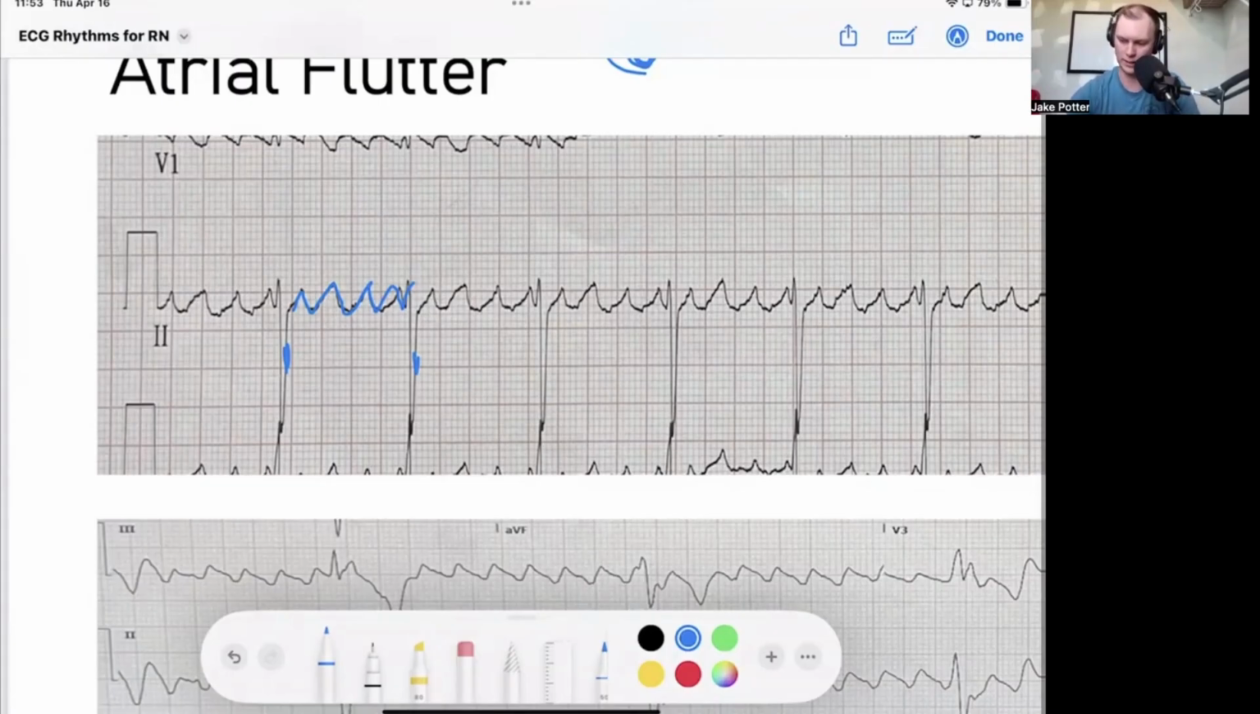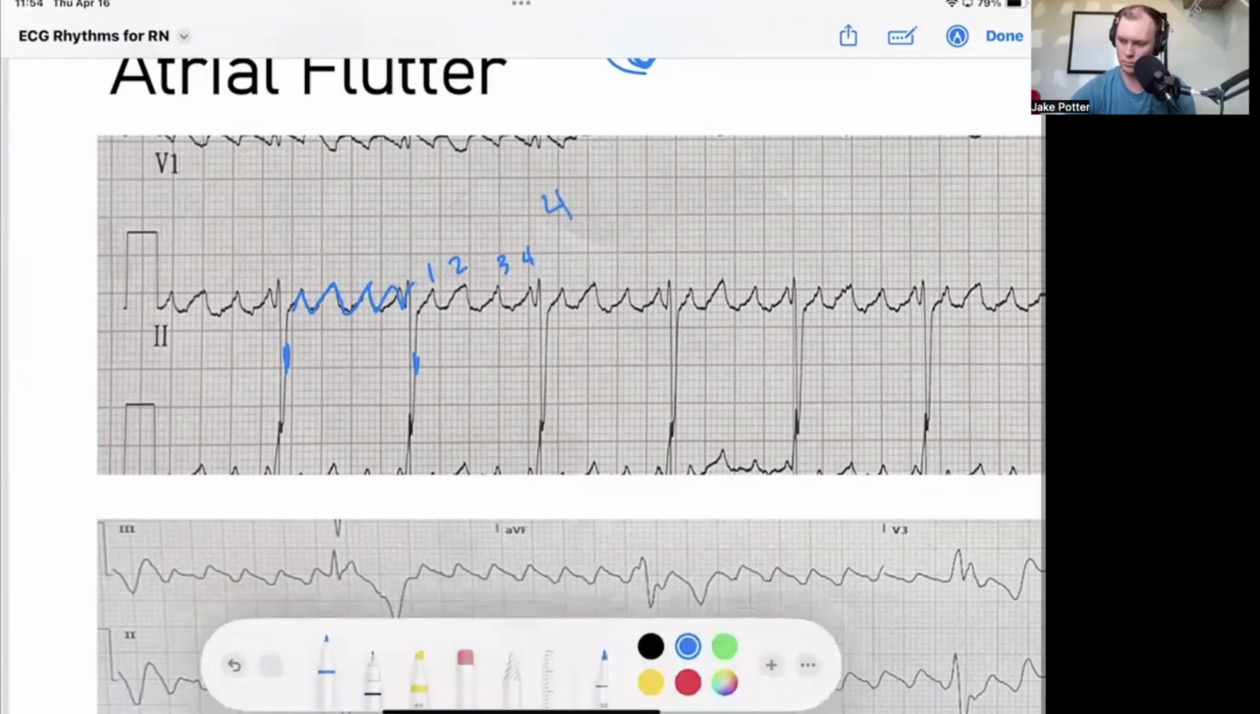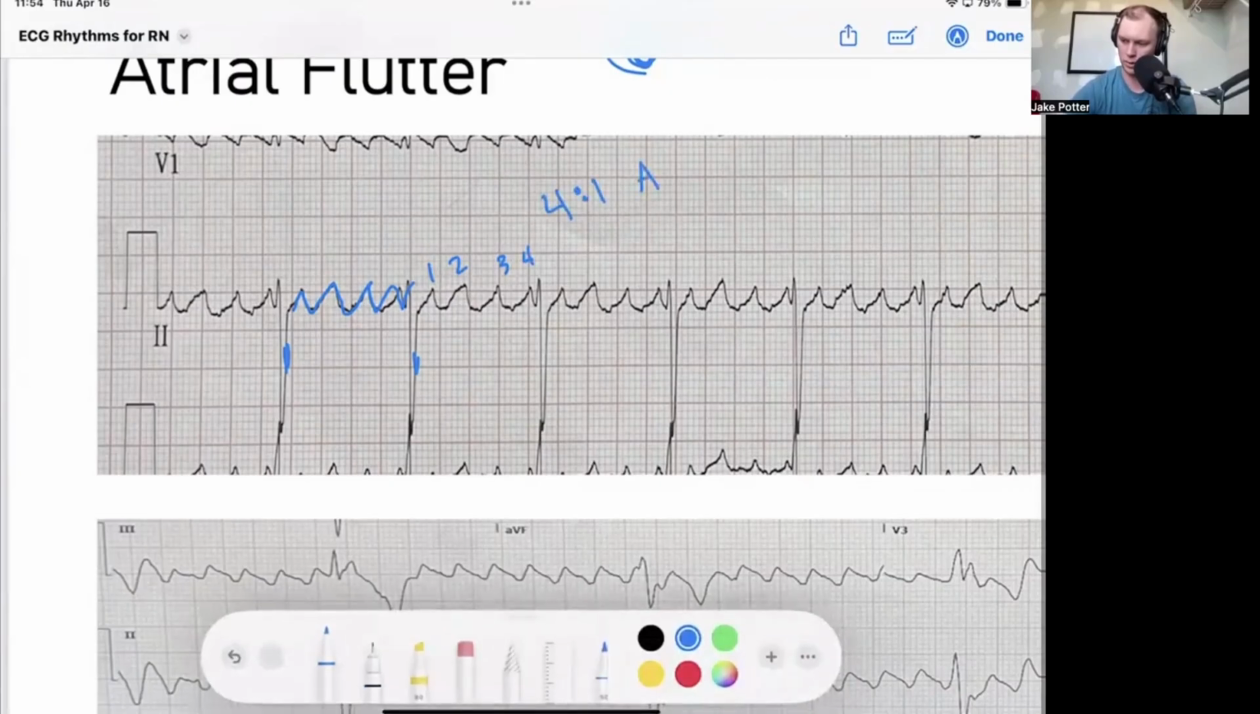There's no defined thing there. This one is regular. So in order to count the rate, you can count the rate based off of R to R intervals. More often than not, you'll hear it as a ratio. So basically, you count the flutter waves. So we have 1, 2, 3, 4. So this is going to be a 4-to-1 flutter, or AFL, you'll see sometimes. You can say the rate, but people are typically going to know, hey, this is a 4-to-1 ratio, and that correlates with the rhythm.